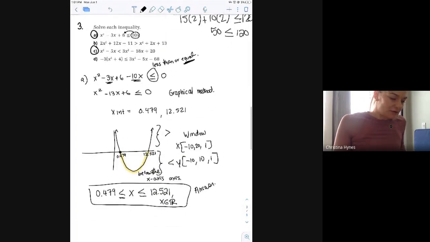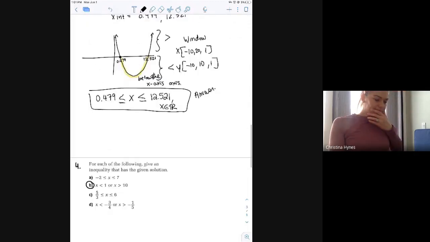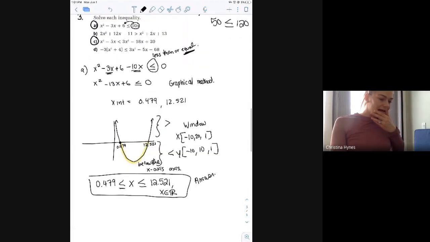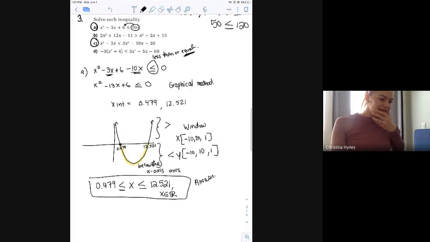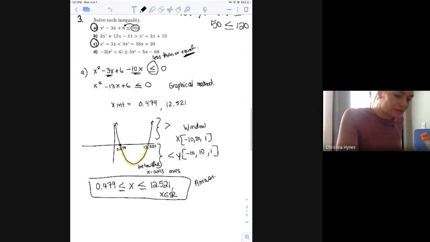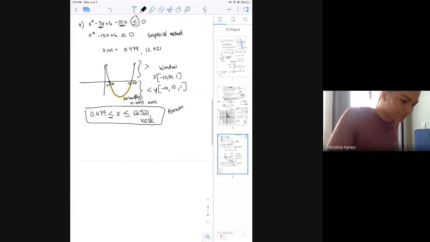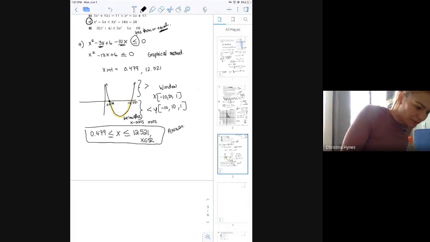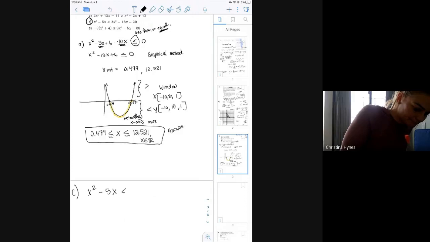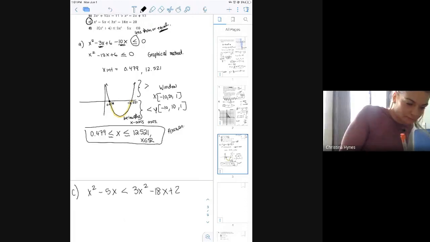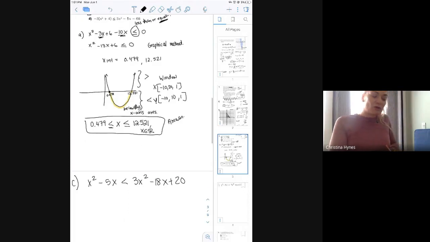So that's the graphical. Let's go to C. I do want to show you the other method too, so we'll do the sign analysis one. Okay, so I'm going to write out the equation. This is C that I'm doing. I'm going to bring everything to one side.